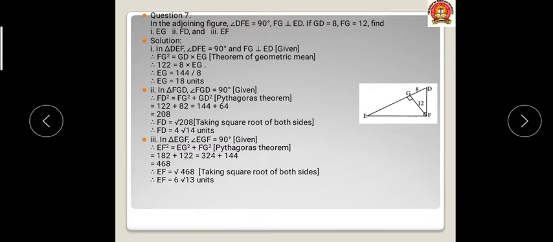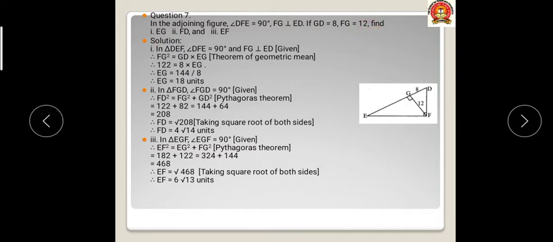Now let us see question number 7. In the adjoining figure, in triangle DEF, F is the angle that is 90 degrees, and FG is perpendicular to DE. Always remember, students, if from the right angle triangle we draw an altitude which is perpendicular to the hypotenuse, then we have to use which formula? Geometric mean. What is the geometric mean? FG square is equal to DG into EG.